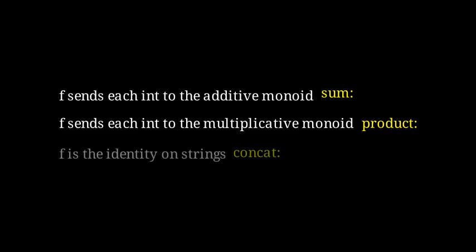Sum is fold, where f sends each integer to itself in the additive monoid. Product is fold, where f sends each integer to itself in the multiplicative monoid. String concatenation is fold, where f is the identity on strings. One algorithm, and the target monoid decides what it computes.